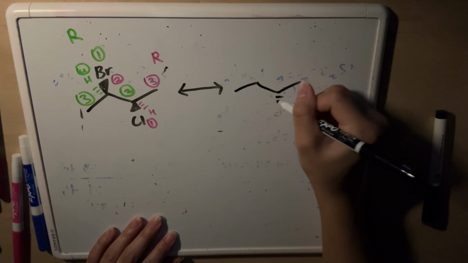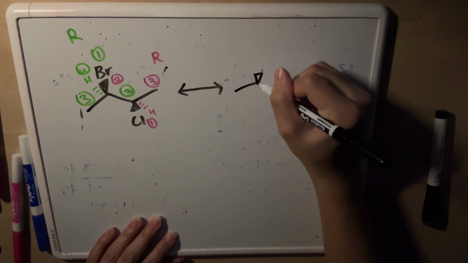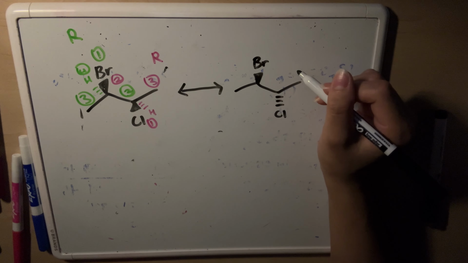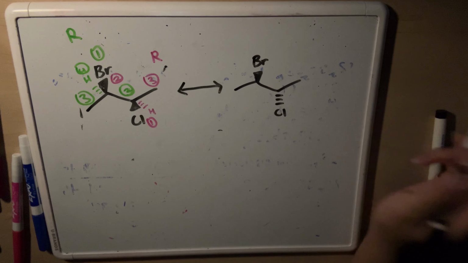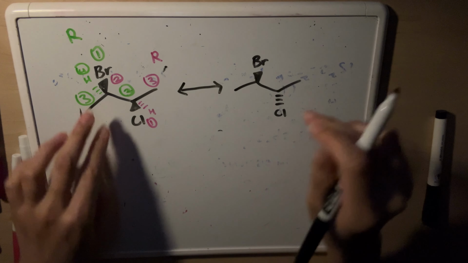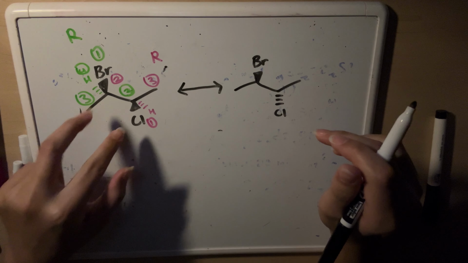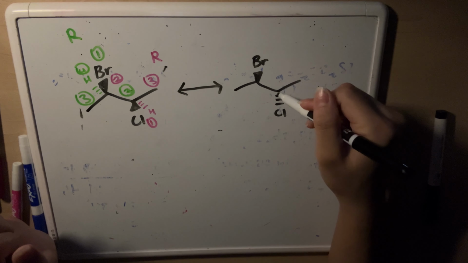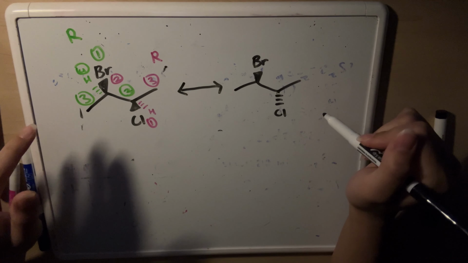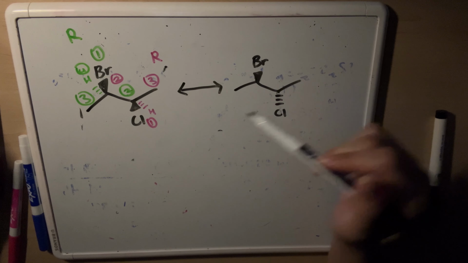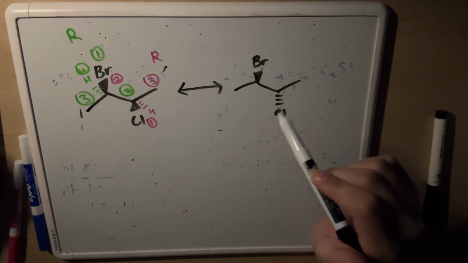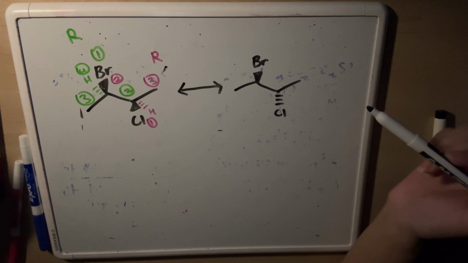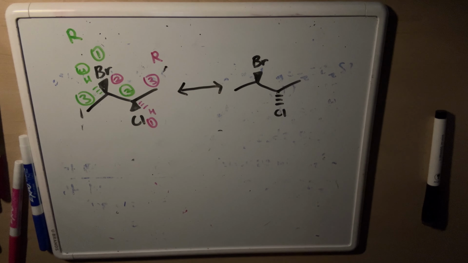If I switch the chlorine into a dash, and then I keep this bromine on a wedge, these would be diastereomers, and I'll show you why. You see how these are both on wedges, and then when I switched one of them specifically into a dash, not all chirality centers change, so this would be a diastereomer. And that's always the case. When not all chirality centers change, it will be a diastereomer.